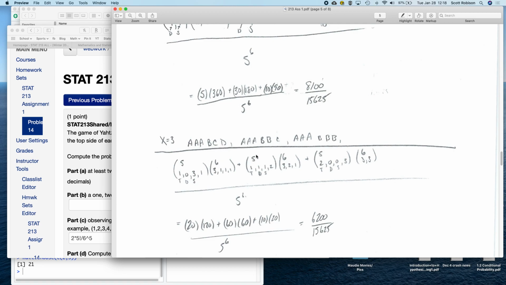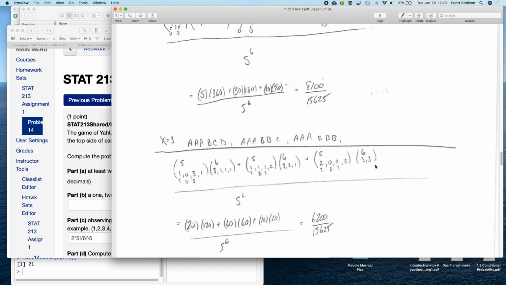Here, out of the 5 options, I've got 1 triple, I've got 1 double, and I've got 1 single. And then I need to make sure this adds to 5. Out of the 6, I've got a block of 3, a block of 2, and then just a single. And finally here, out of the 5 options, I have 2 triples. Okay, A's and B's are both triples. I've got 0 doubles, I've got 0 singles, and then here I need to add to 5. And finally here, out of the 6, I've got a block of 3 and a block of 3.